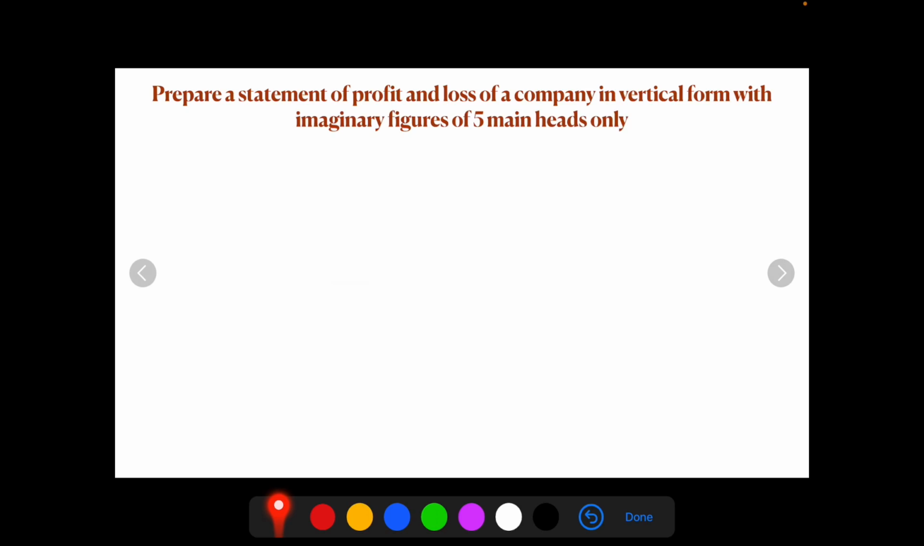Let's see the next practical oriented question, that is, prepare statement of profit and loss of a company in vertical form with imaginary figures of 5 main heads only. So what is it that we need to do now? We need to prepare the statement of profit and loss of a company as per Schedule 3 of Companies Act 2013 with the 5 major heads.